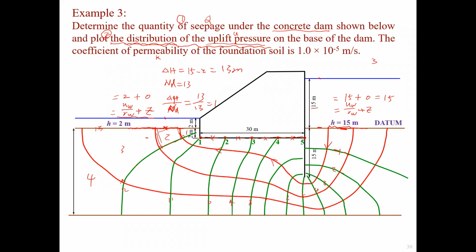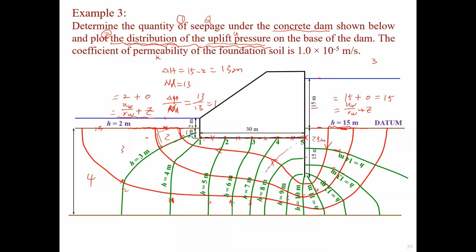For all 5 points, the first point is on this line, so we know the corresponding water head value. The total water head is 4. The second point is 5, the third point is 6, the fourth point is 7. And the fifth point is a bit tricky, but we know it's roughly in the middle between two equipotential lines, between 7 and 8. So we take the average, and the water head will be 7.5 meter for this one. So that's the total water head for the 5 points.